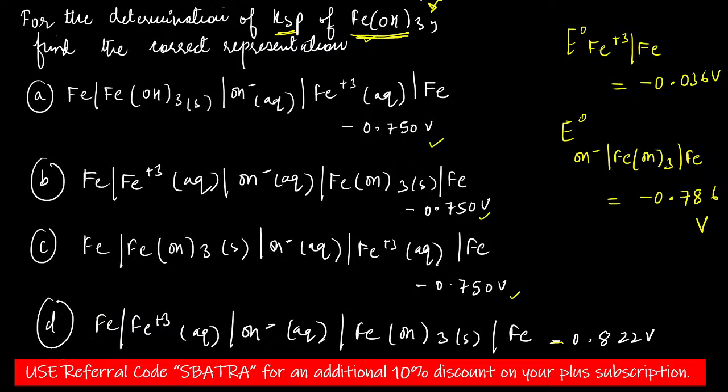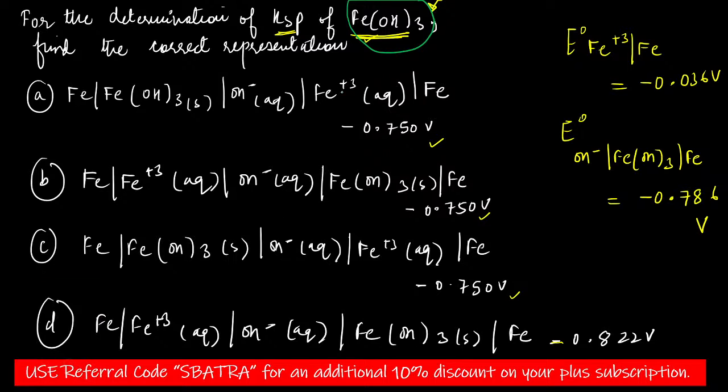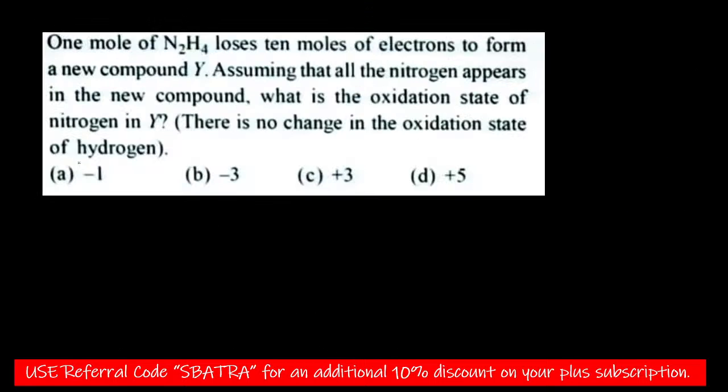We have to find out the KSP of Fe(OH)3, that means ferric hydroxide. So we need to find out the KSP for ferric hydroxide. Let's take a fresh slide and write it over here. This is our question: we need to find out the KSP of ferric hydroxide.